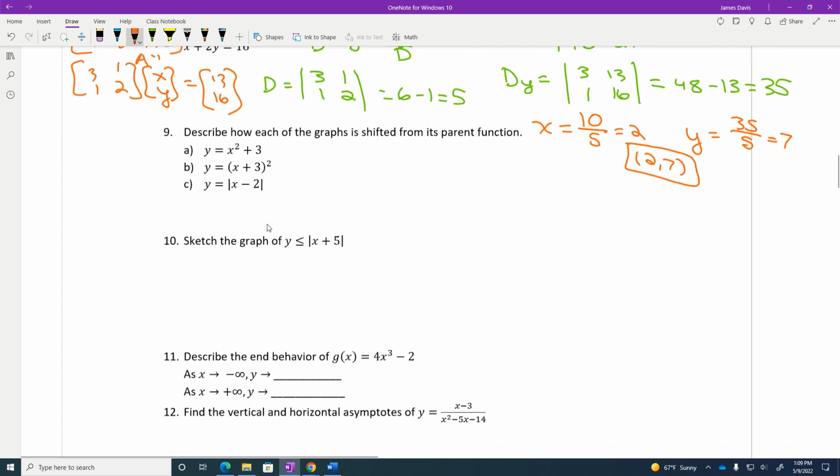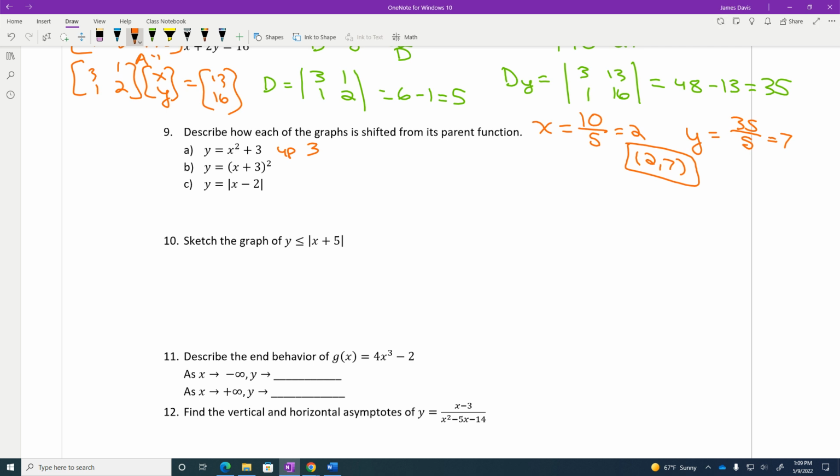The next one, we have to determine basically what transformation is happening here. So how are these shifted? A, what's happening here? Up, down, left, right? Yeah, this one's up 3. We know it's up or down because it's outside. It's not inside of the function at all, it's outside the function. That goes up or down.